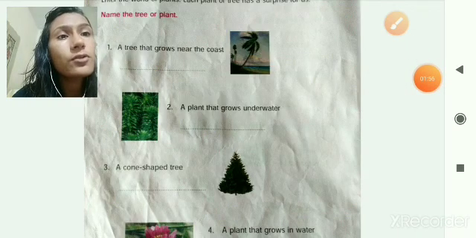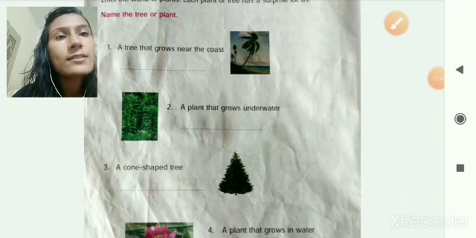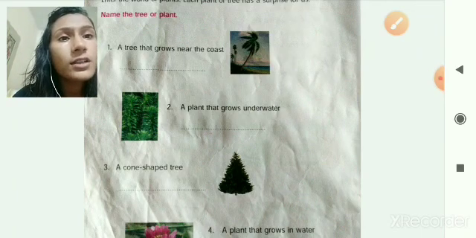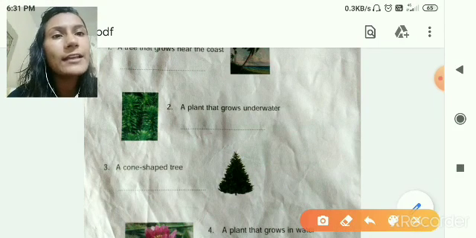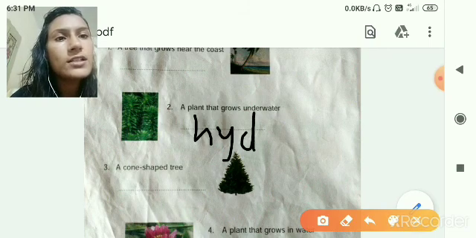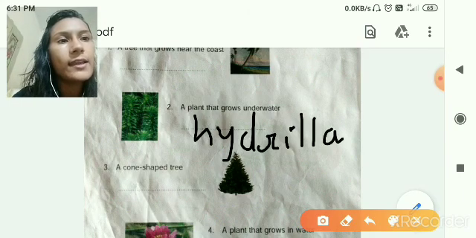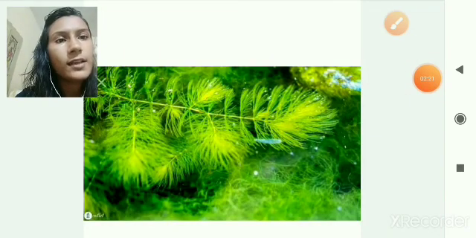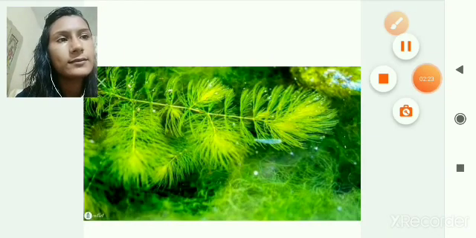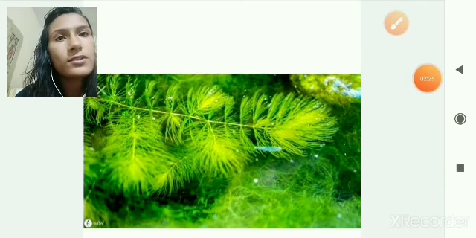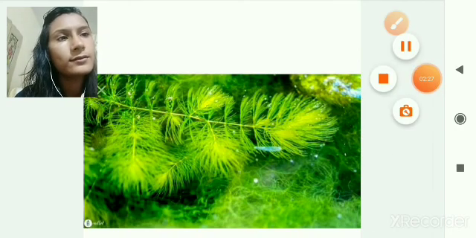A plant that grows underwater, that is hydrilla. So write here the spelling of hydrilla, H-Y-D-R-I-L-L-A, hydrilla. You can see this is the image of hydrilla. This plant grows under the water.